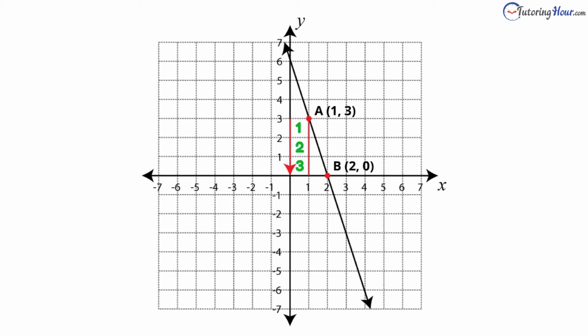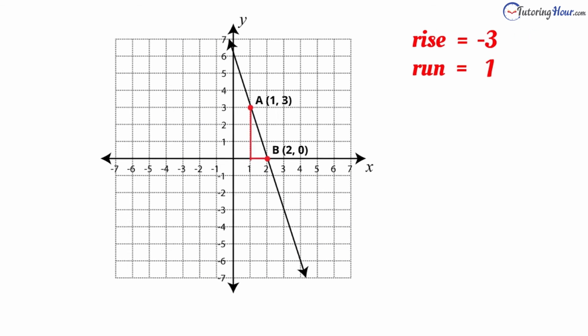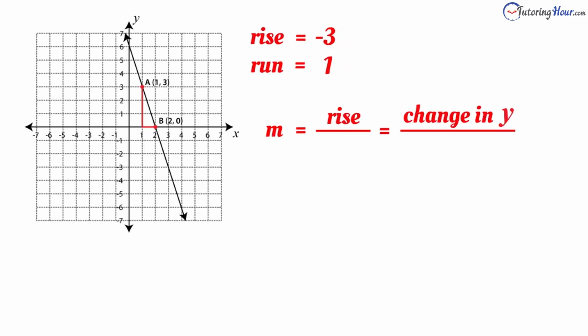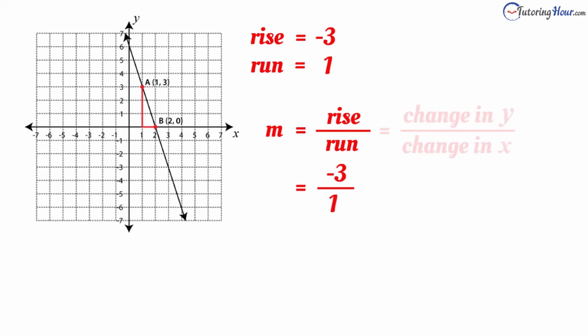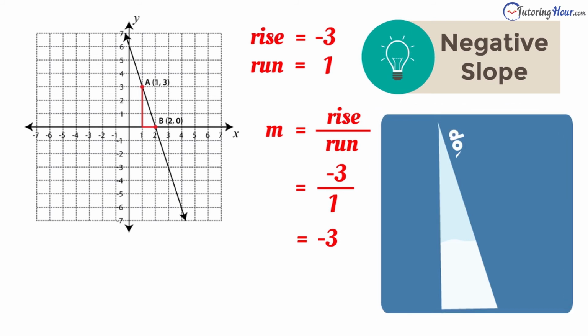As we are going down, our change in y is going to be negative. So, that's a negative 3 units. Now, let's move across to reach the point B. That's just 1 unit. The change in x is obviously positive as we have moved towards the right. Slope is the change in y over change in x. We have a negative 3 over 1. That's a negative 3. A negative slope indicates a downhill movement.